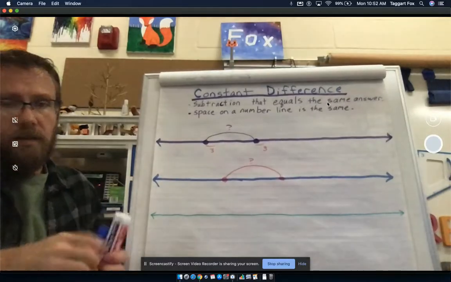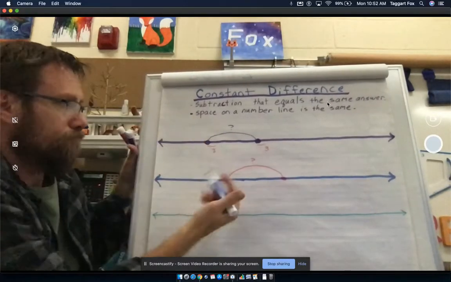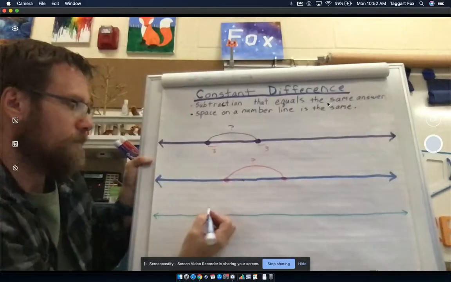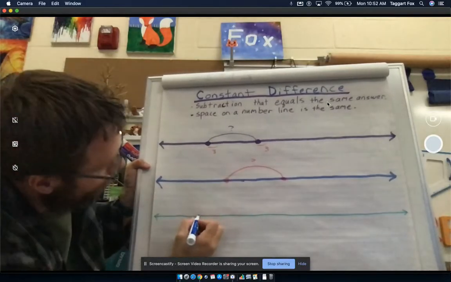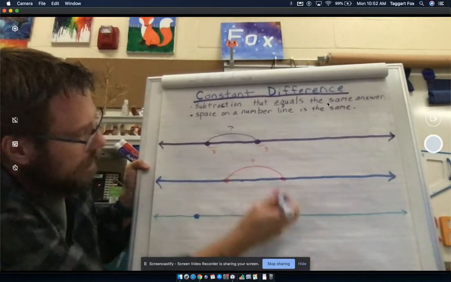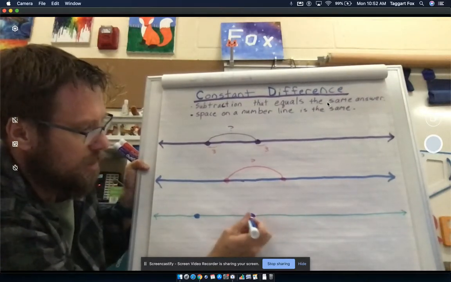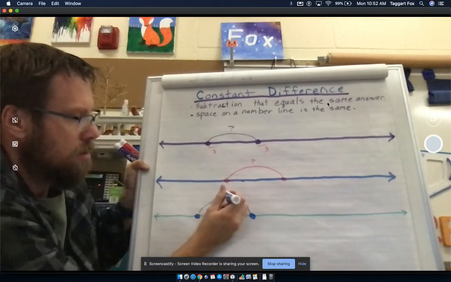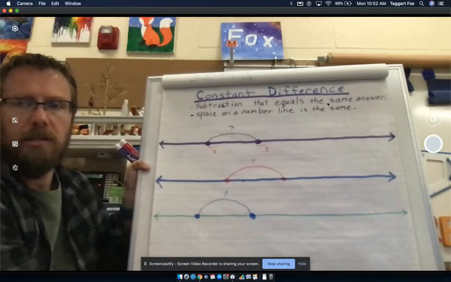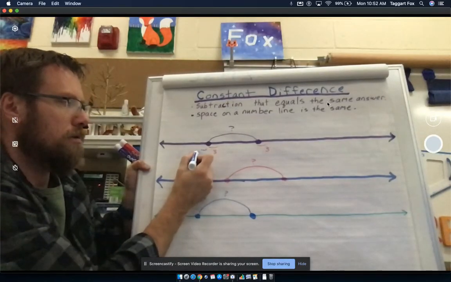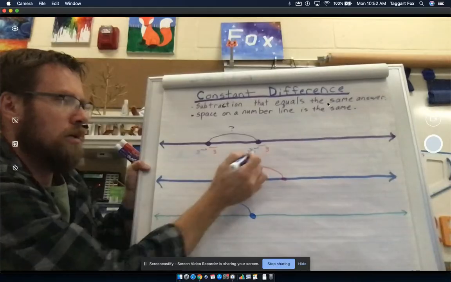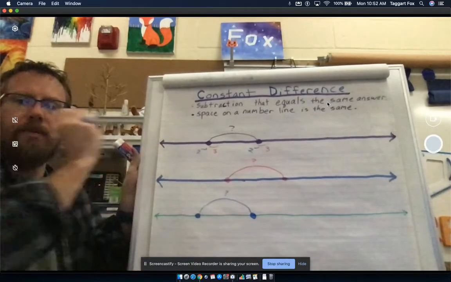I could shift the original one down some, whatever. So let's go down 2. Boom. And boom. That is still the same distance because it's back 2. So all 3 of those have the same answer.